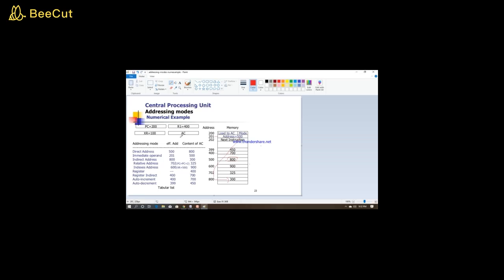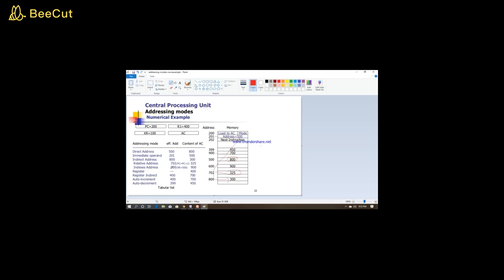So what is the PC value? 200. And the effective address value is 500. 200 plus 500 is 700, plus 2, so 702 will be there. Where is the 702 denoted here? 702 stands for 325. So you can take the value and finalize the content of the accumulator as 325.